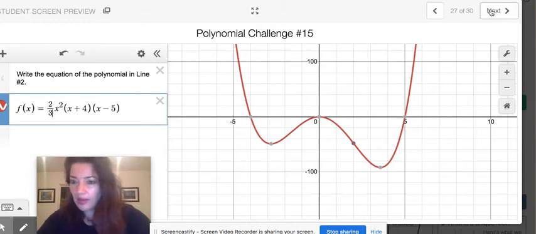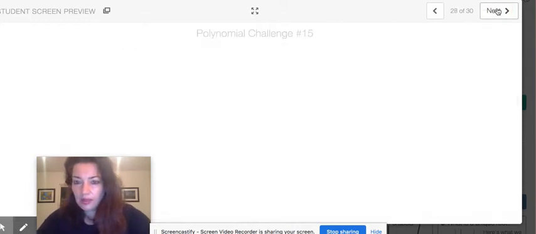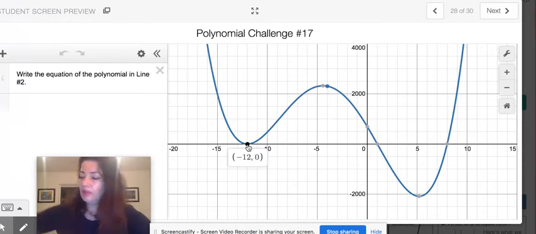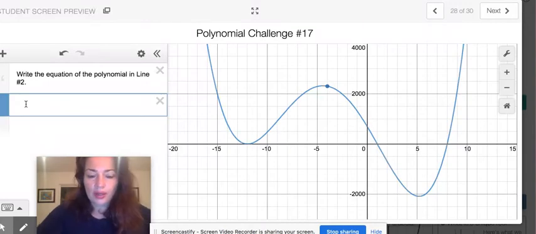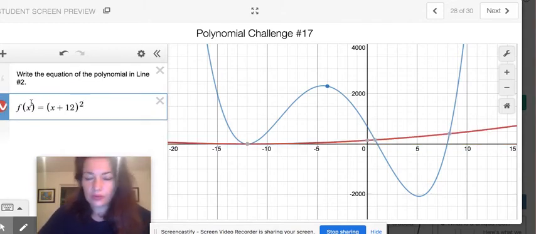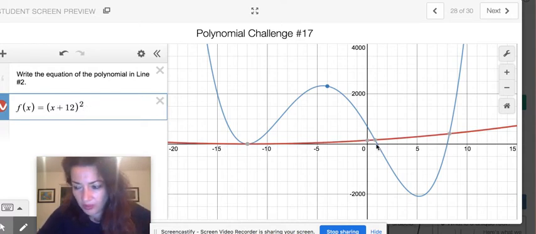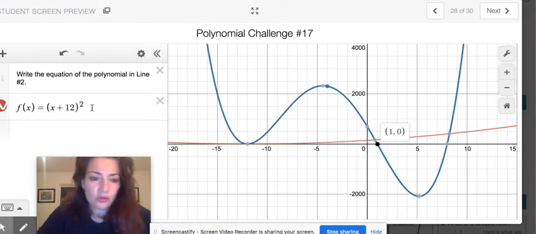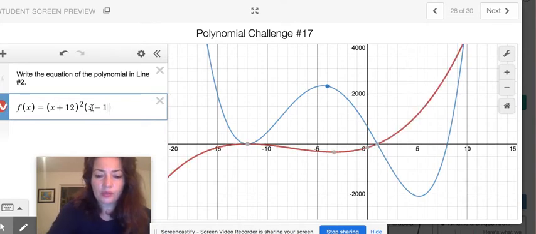All right, let's go ahead and look at the next one. The next graph is, again, a bounce at -12. So I will have f of x equals some value a and a bounce. So x plus 12 raised to the second power since I have a bounce. And then it will pass through the point 1 here, right here. That is the point 1. So times x minus 1.